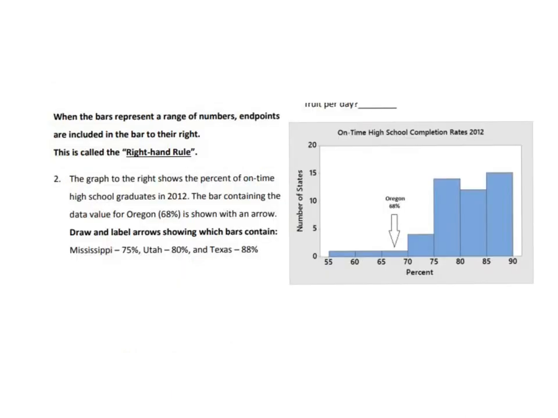Okay, on my next histogram, the bars represent a range of numbers. This time, instead of having the numbers underneath them, they're going to represent them with a range of numbers. The endpoints are included in the bar to the right. This is called the right-hand rule. So if this is 55, that 55 is included in this bar to the right. So this bar represents the numbers 55 to 59.